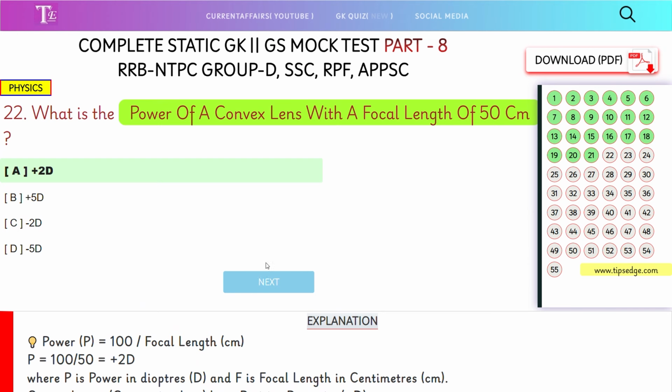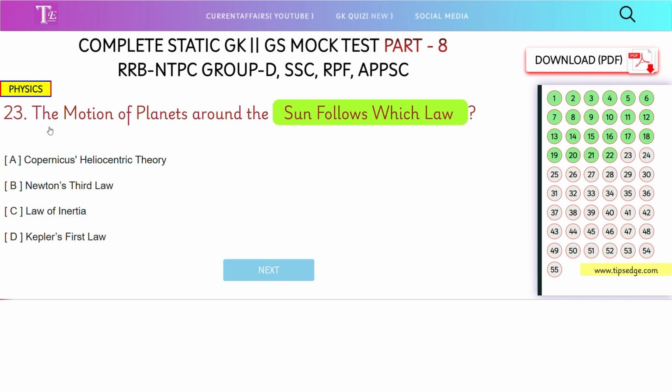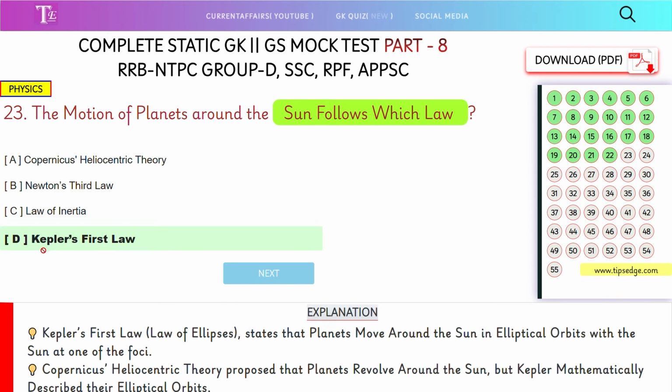Now moving to the 23rd question. The motion of planets around the Sun follows which law? Answer: Kepler's first law.